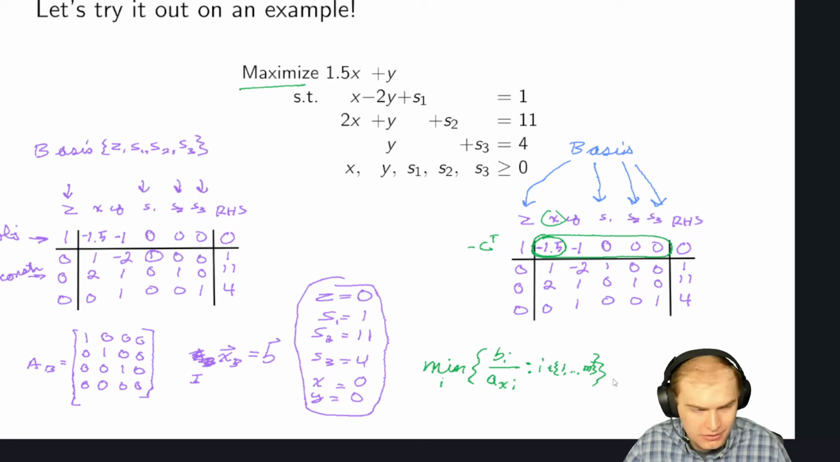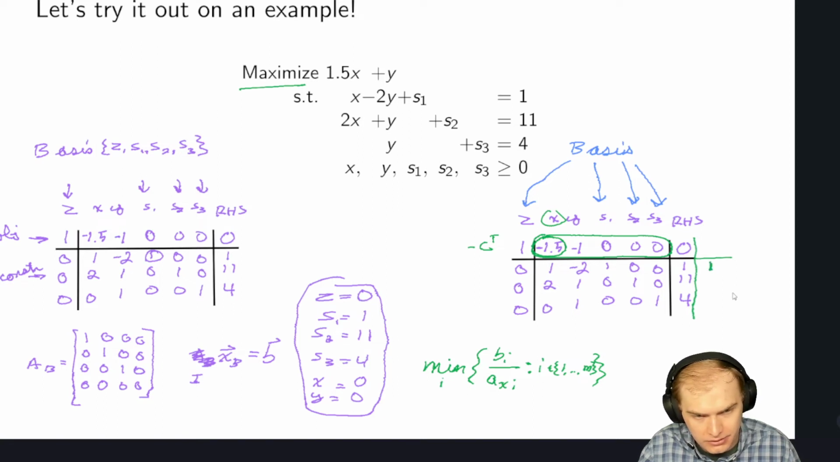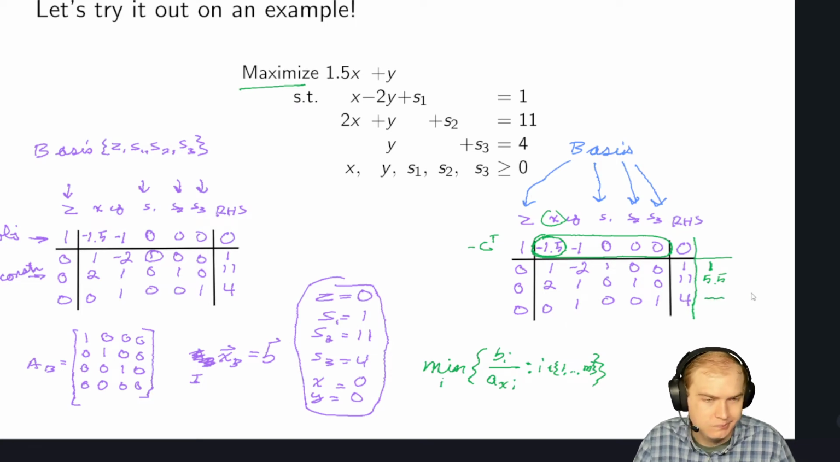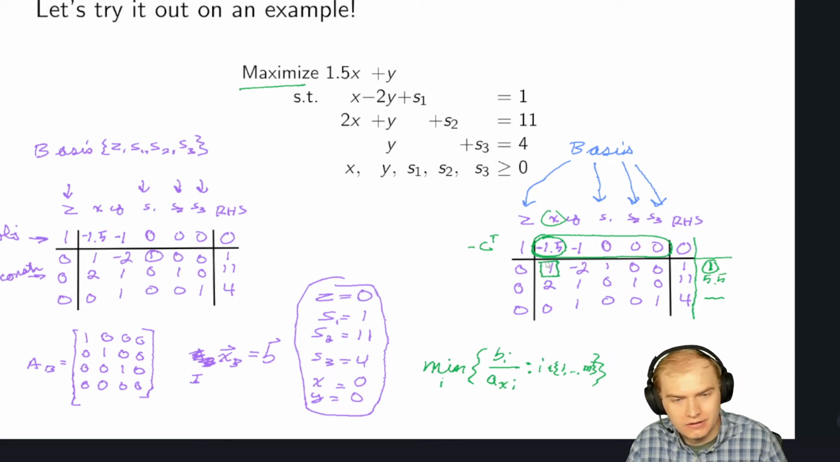So in other words, I'm going to add another column here. This is 1 divided by 1 is 1. 11 divided by 2 is 5.5. And 4 divided by 0 is undefined, so nothing there. And then we're going to pick the smallest one, which for us is 1. And so we're going to pivot on this entry.